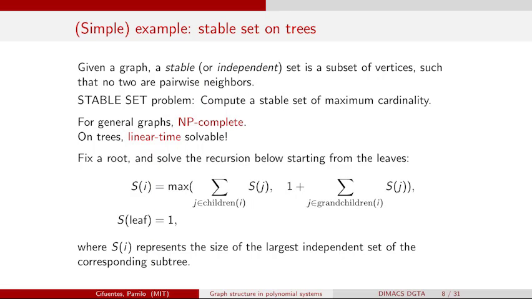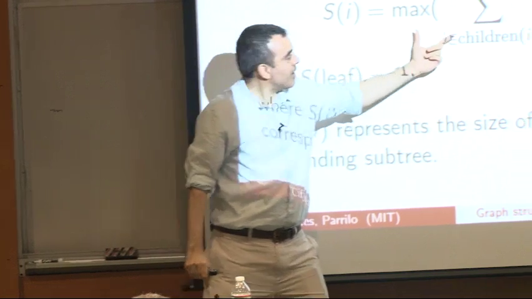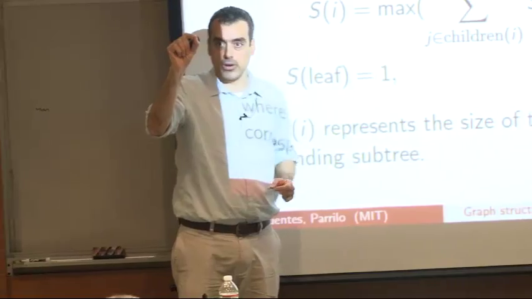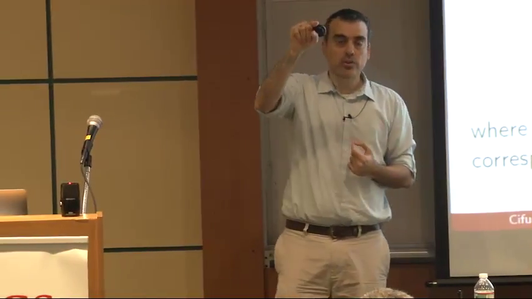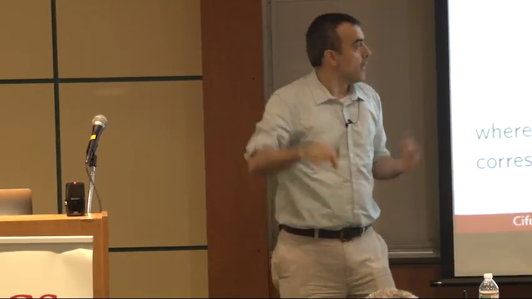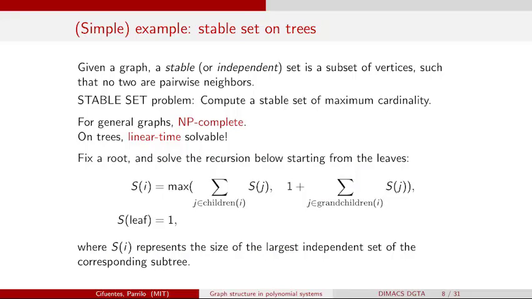On the one hand, if I just look at the leaf, then of course the largest independent set that I can pick is 1. Right? Yes, a leaf has cardinality 1. And I claim the following, that if you look at any other node, essentially you have two options. Either you take that node or you don't. If you don't take that node, then you can take all the children. So this quantity is going to be the sum over the children of S of j. Or if you do take it, then you cannot take the children, but you can take the grandchildren. And that's exactly this quantity over here.